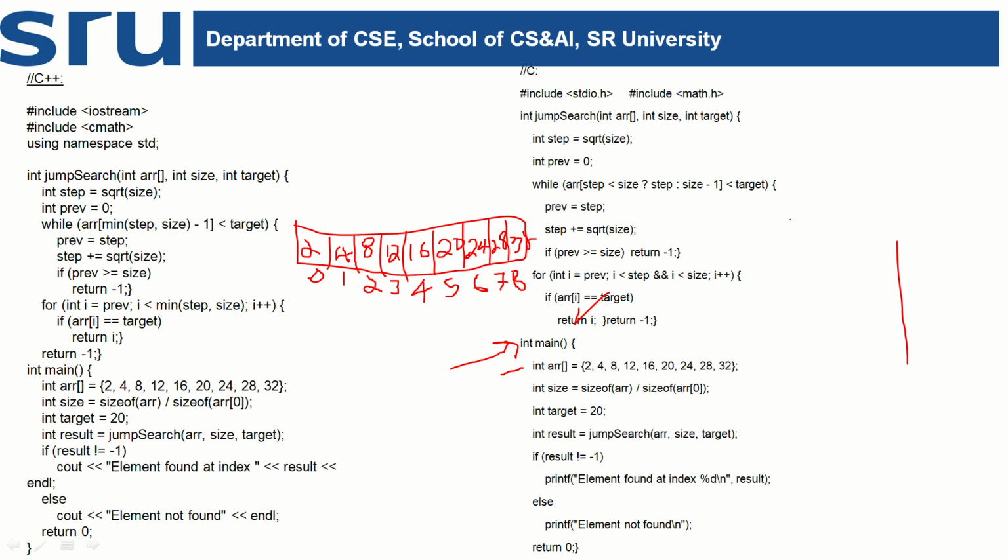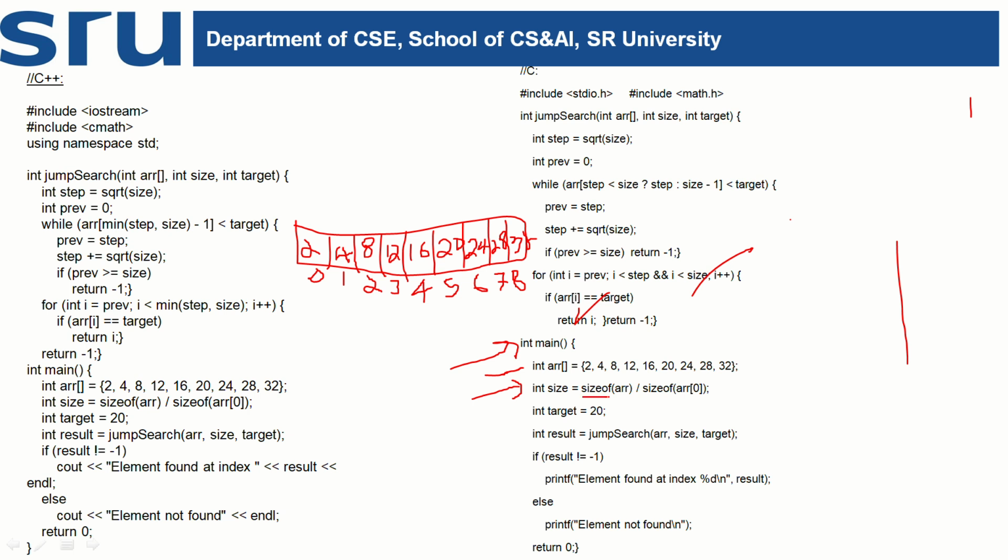Now we will start the comparison. We will start the execution process of the jump search program. Okay, the array is declared here. Next, this line identifies how many elements are present in the array. This is the sizeof function.